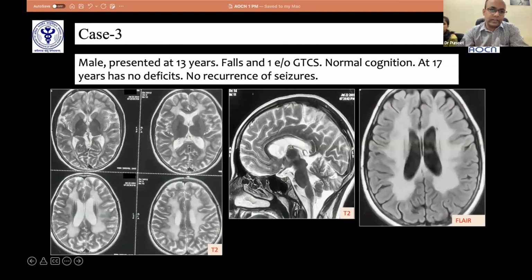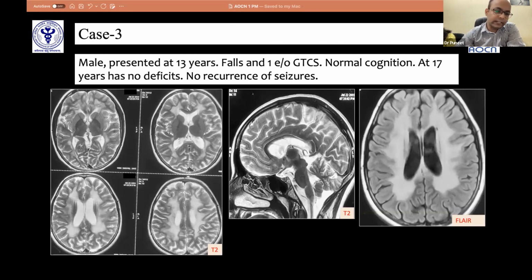So now coming to this case, this is a 17-year-old boy. He initially had symptoms at 13 years of age, that is 4 years ago. He had falls and 1 episode of generalized tonic-clonic seizure for which the MRI was done. Now at 17 years, the child doesn't have any deficits. The examination is normal. He's cognitively normal. The school performance is good.